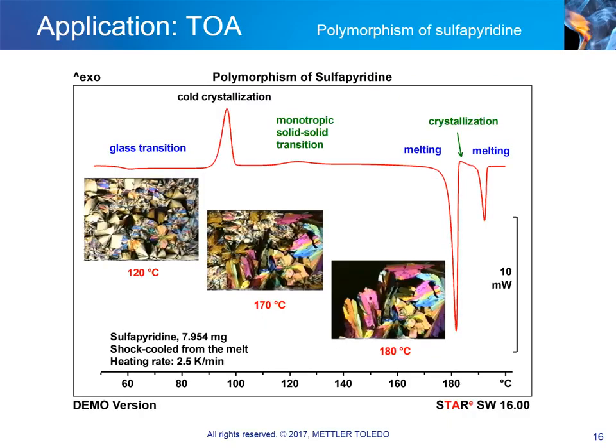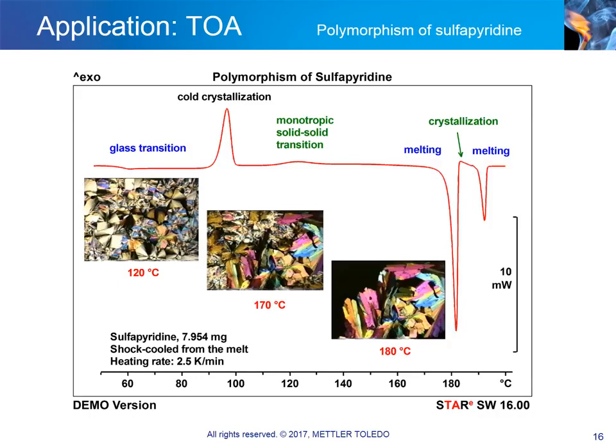In this slide, we illustrate the use of hot stage microscopy with a sulfopyridine sample as demonstrated in the DSC curve in a previous slide. From the DSC experiment, we suspect polymorphism. This is confirmed by using a hot stage with image capture of the different crystalline forms.